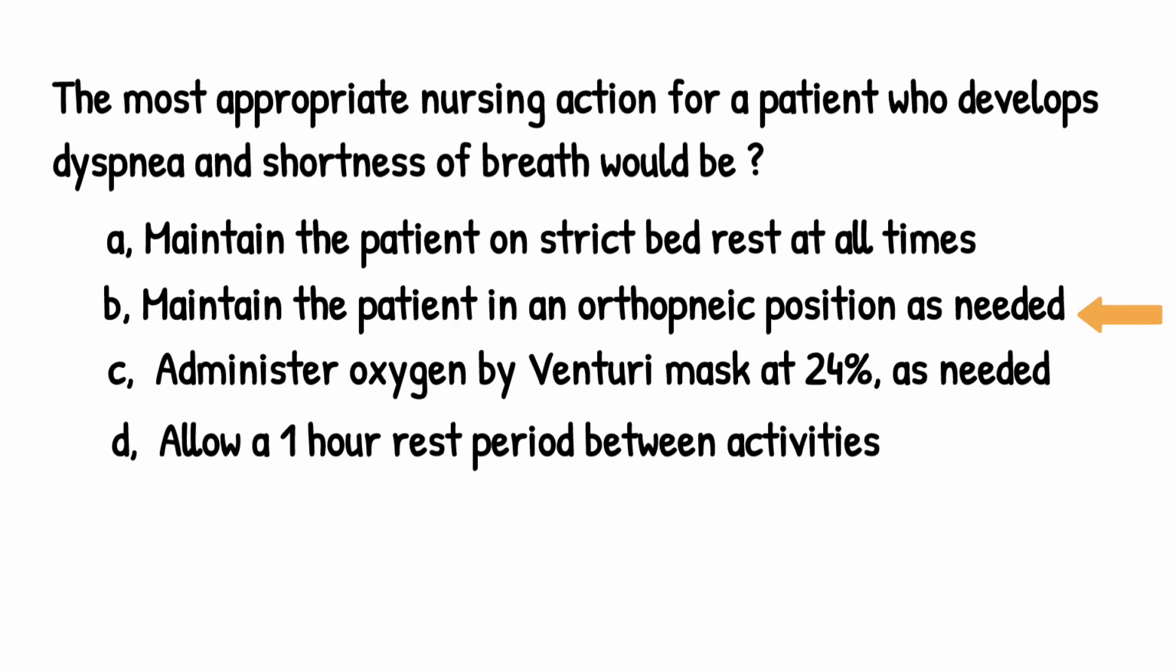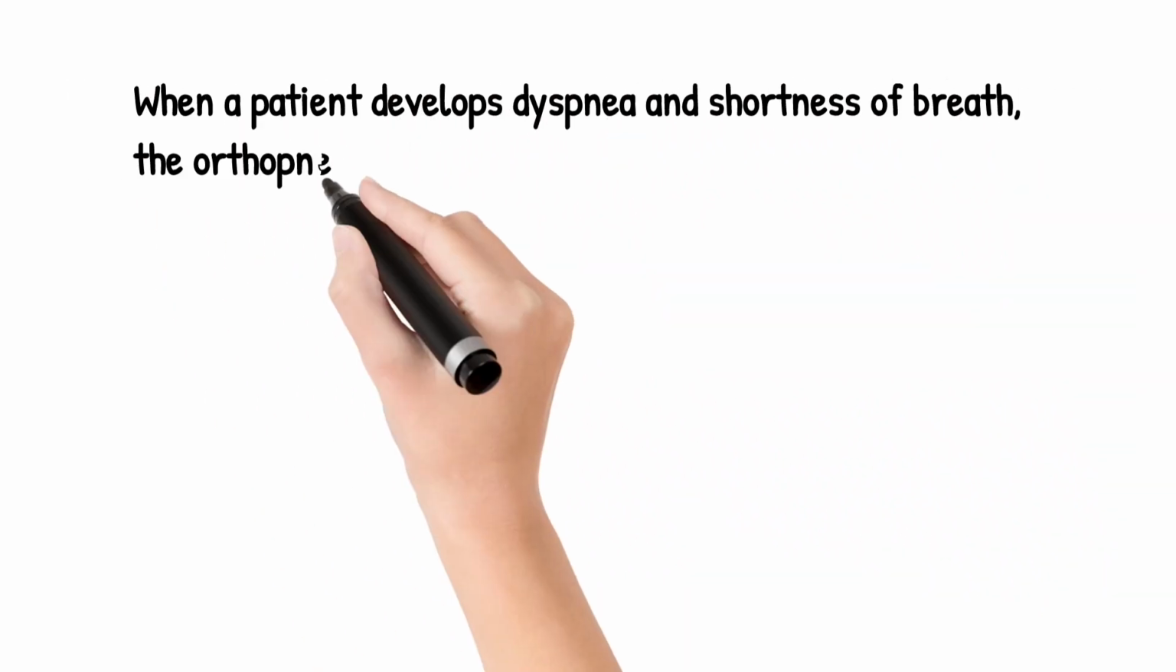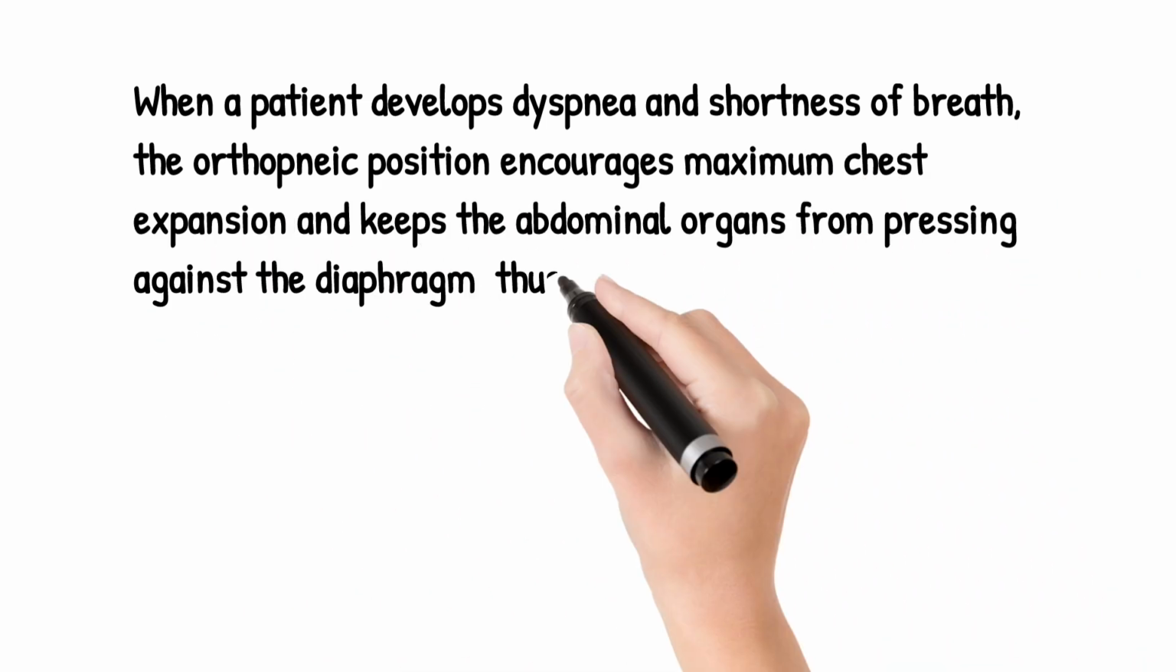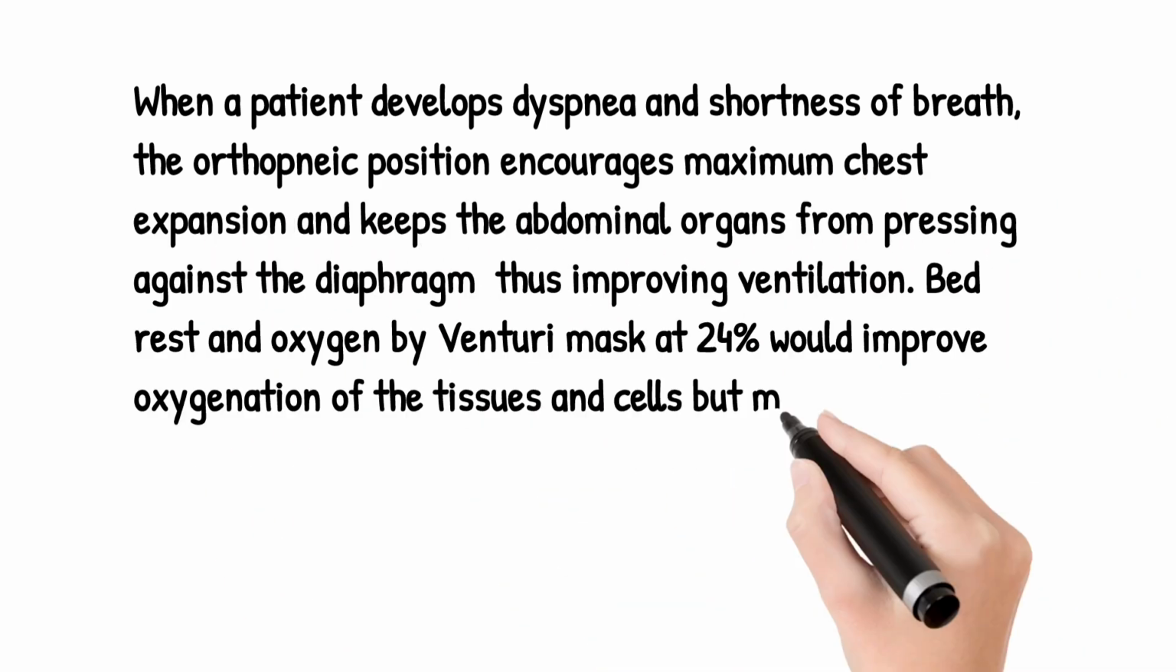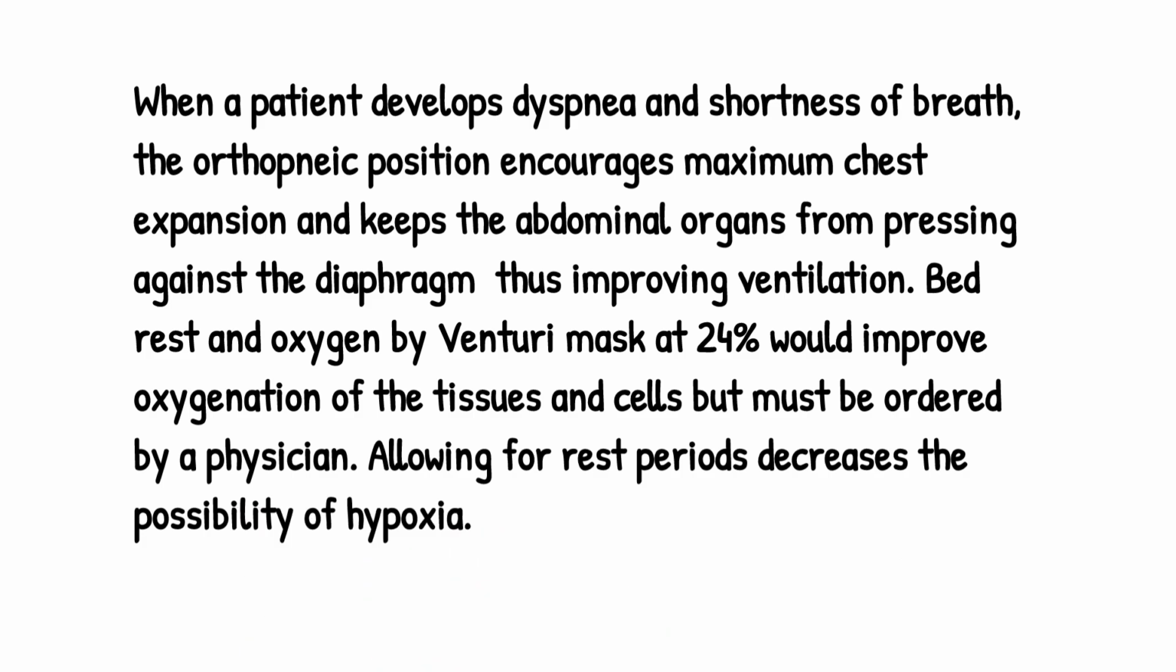The answer is option B. Maintain the patient in orthopedic position as needed. When a patient develops dyspnea and shortness of breath, the orthopedic position encourages maximum chest expansion and keeps the abdominal organs from pressing against the diaphragm, thus improving ventilation.